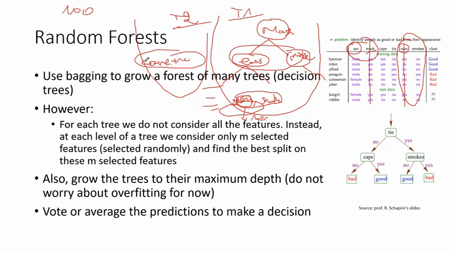So the goal is to have highly uncorrelated trees. We want tree one and tree two to be very different. So that's why we introduce this randomness. And we are going to see why this randomness helps.